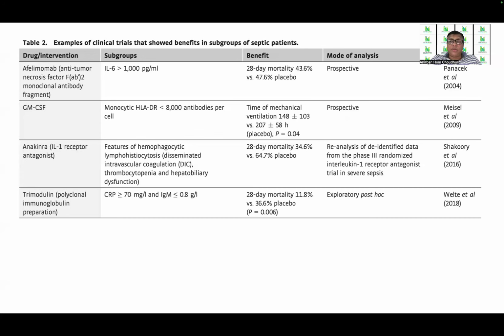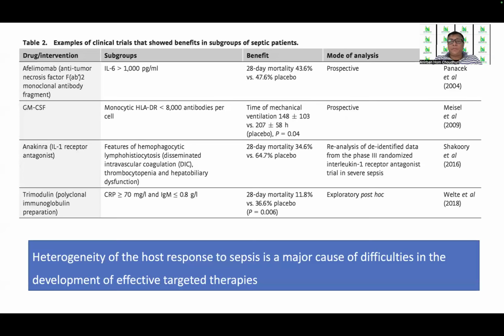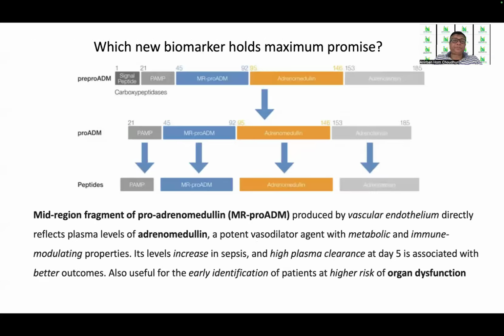Now, these were all different types of studies. Some were prospective, some were exploratory, post hoc, etc. But these were the ways in which people tried to explore the subgroups of patients, or identify which subgroups of patients can benefit from precision medicine. And because sepsis, ARDS, these are all heterogeneous, heterogeneity of the host response is a major cause of difficulties in development of effective targeted therapies.